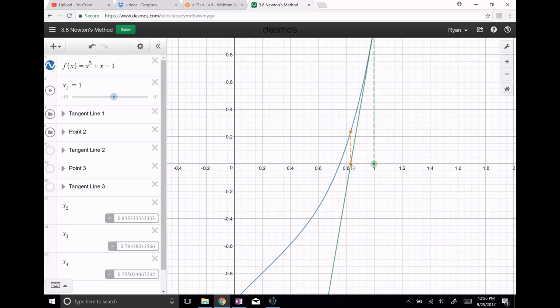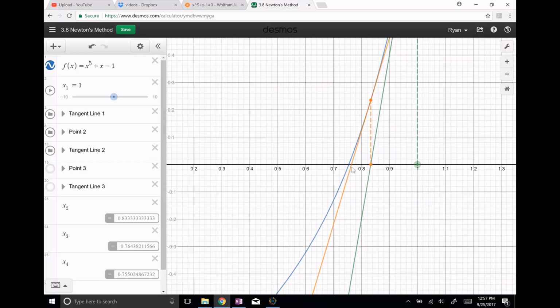And so maybe this is a good second guess. And then I can play this game again. I could ask, well, what is the tangent line at this point? So instead of at 1, at this 0.833, I can draw the tangent line at this point. So now we have this one. And you can see this tangent line crosses the x-axis, and it's getting even closer. You can zoom in and see that this solution is 0.7644. That would be my third guess. My first guess, my second guess, my third guess. This is getting closer and closer to where the function itself actually crosses the x-axis.